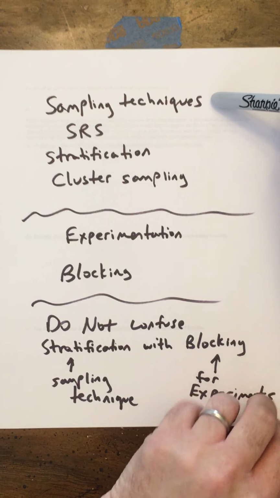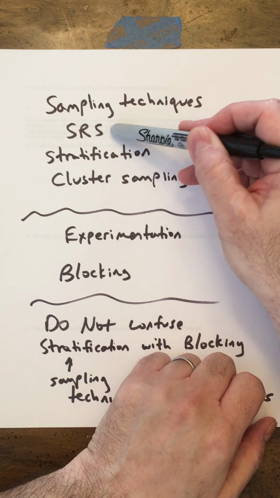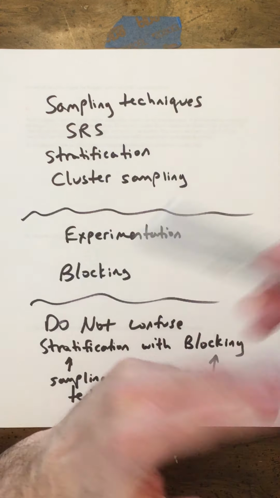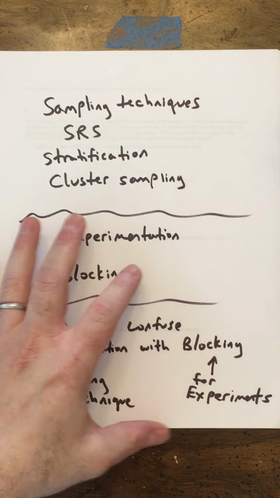First of all, sampling techniques include SRS, which you're very familiar with. We always talk about that. That's truly a simple random sample. You know, put 100 names in a hat and pick out 50, and that's from one group, etc.